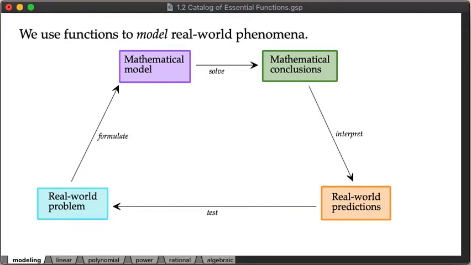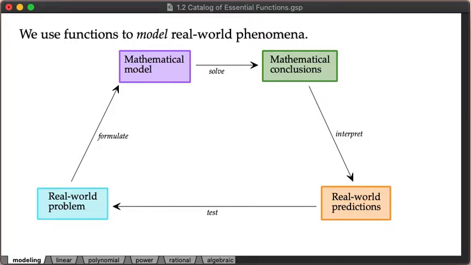Throughout calculus, we are going to be looking at working with a lot of different functions, and basically all of our functions that we are going to be working with are going to be built off of a core of some basic functions. So we can refer to these as the catalog of essential functions. So in general, when we use functions, there's the reason that we are looking at them.